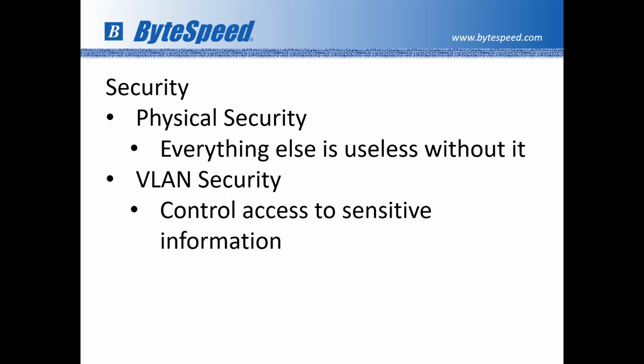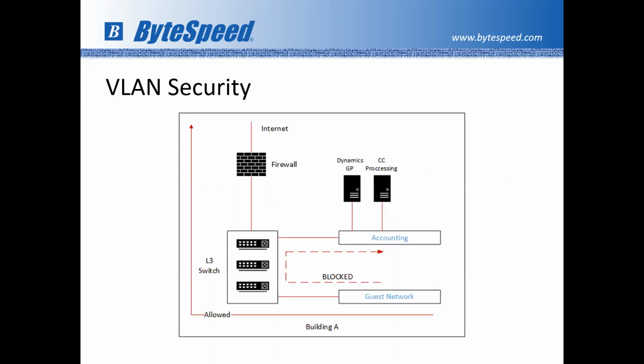But with that said, if you do use VLANs and everything, you can control access to that information. For example, on my guest network here, I'm going to be blocked from my accounting network. My rules say that I don't want traffic from my guest network going to accounting, but I can allow that traffic to go to the internet.